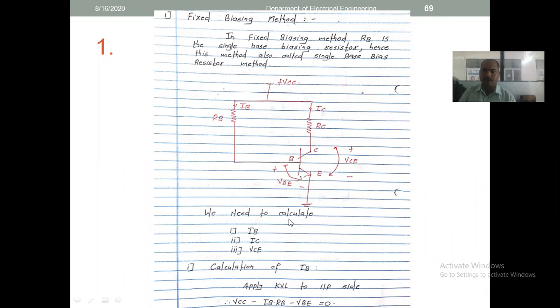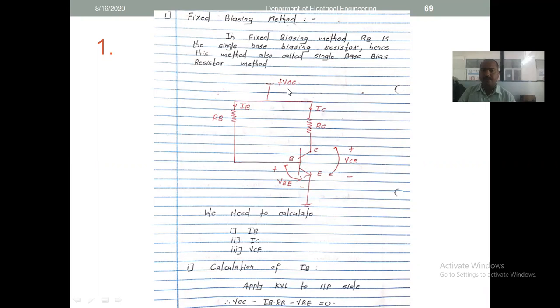So now we have to calculate three things: IB, IC, and VCE. This is nothing but the analysis of the fixed biasing configuration. IB is the base current. For its calculation, we apply KVL at the input side. The input side starts from plus VCC and turns towards VBE. This is the input side.